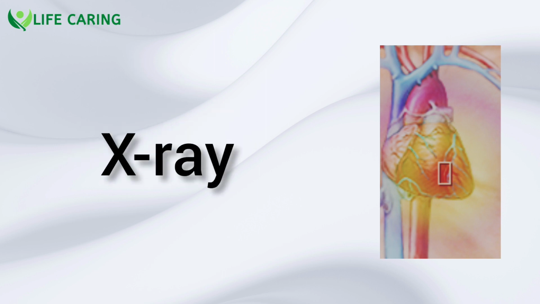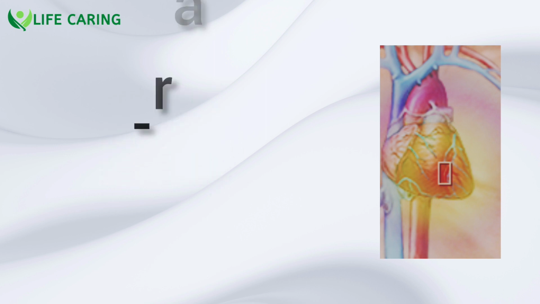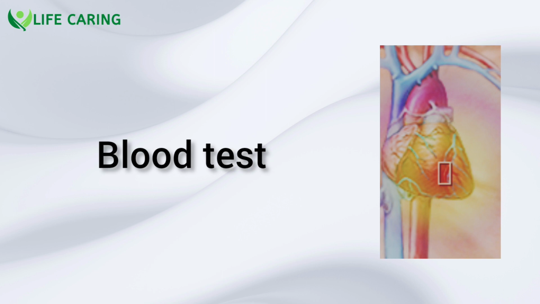A chest X-ray: the health of the heart and lungs can be seen on a chest X-ray. To find out if other illnesses are causing chest pain symptoms and to check for an enlarged heart, a chest X-ray may be performed. A blood test. When the heart muscle is harmed, as in a heart attack, certain heart enzymes enter the bloodstream. These chemicals can be found via a blood test for cardiac enzymes.